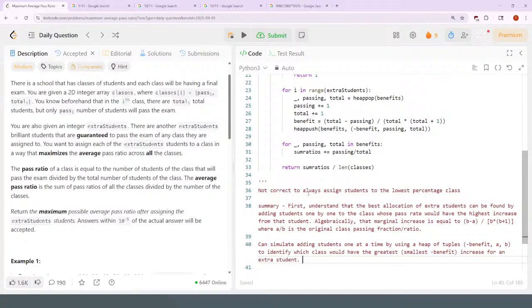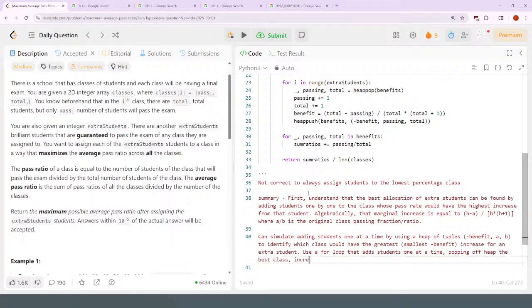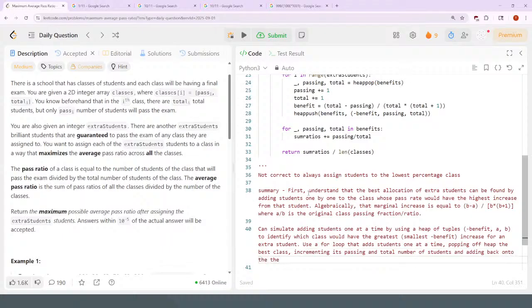And then go through, use a for loop that adds students one at a time, popping off the heap the best class, incrementing its pass and total number of students, and adding back onto the heap another tuple for the new benefit.